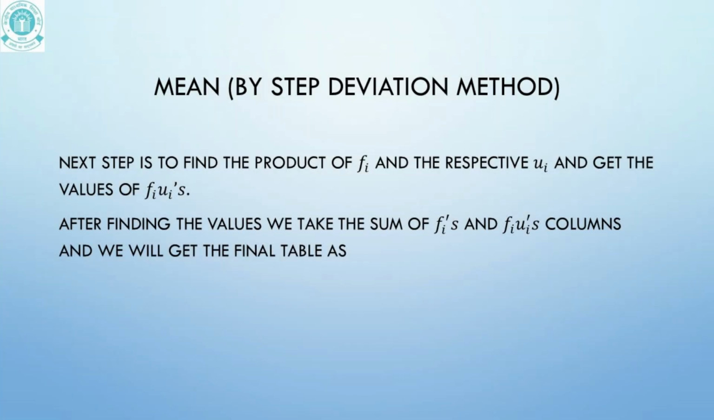The next step is to find the product of fi and the respective ui and get the values of fi ui. After finding the values, we take the sum of the fi and fi ui columns and we will get the final table as.